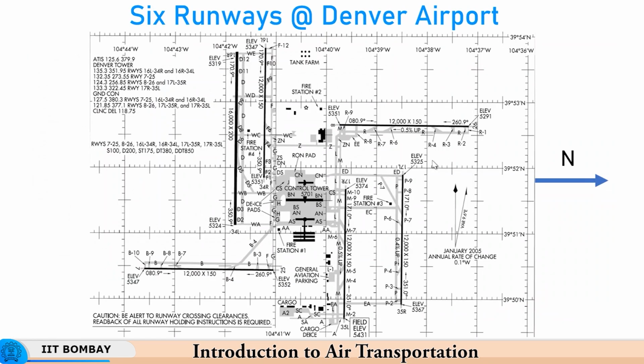Now, Denver airport has 6 runways, you can count them 1, 2, 3, 4, 5, 6. So, these two are parallel runways, so they can be operated simultaneously, and these two are also parallel, and the gap between them will decide whether they are able to operate parallelly or they have to have dependent operation. These two appear to be quite near each other, so they will not be operated simultaneously.